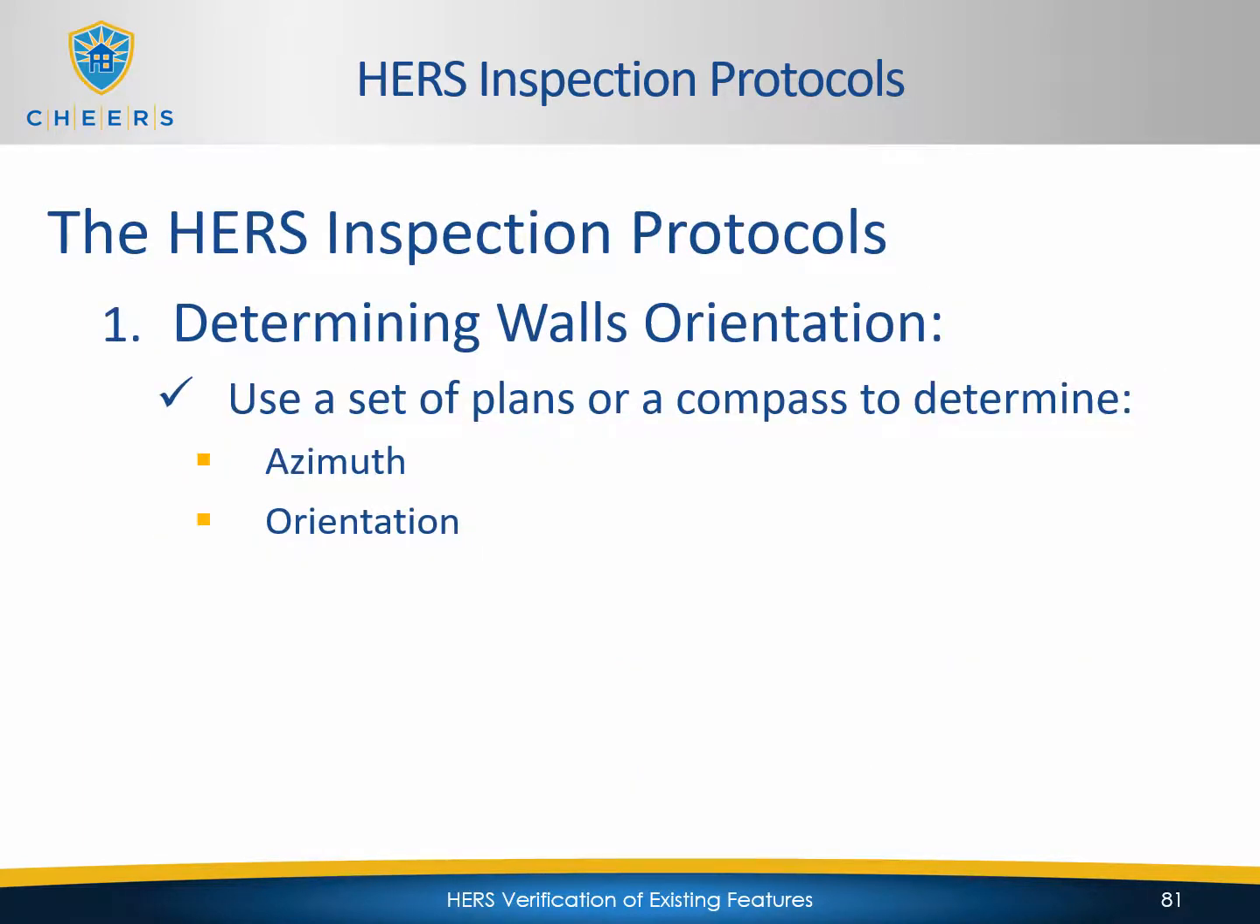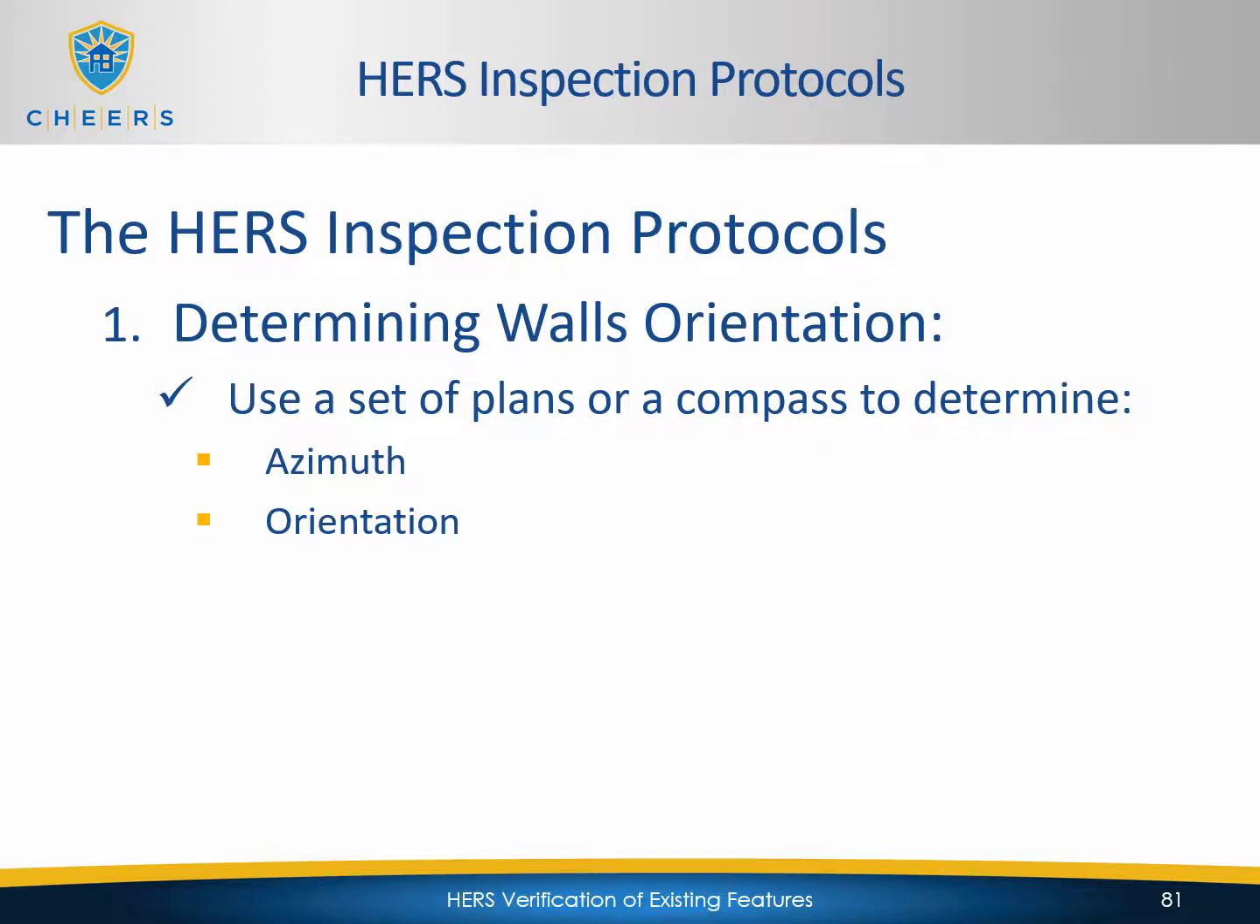To determine the wall's orientation, you will need to use a set of plans or a compass to determine both the azimuth and the orientation. The azimuth is where that wall is located in relation to the compass, so north, south, east, and west. These are represented as a number value. North is 0, and then as you go around, east is 90, south is 180, and so on and so forth.